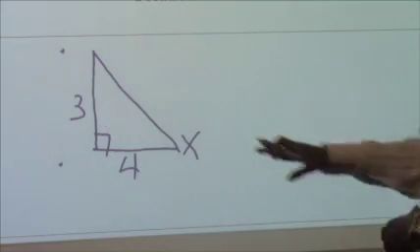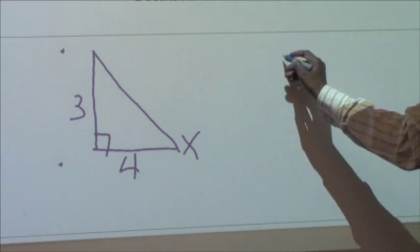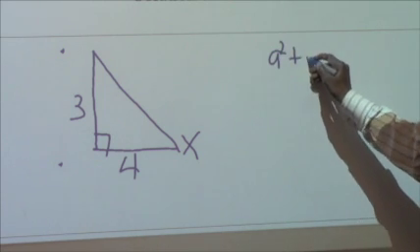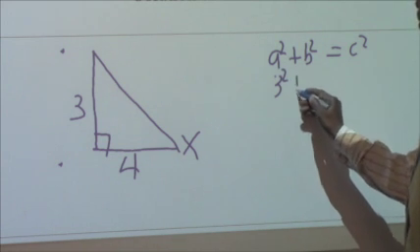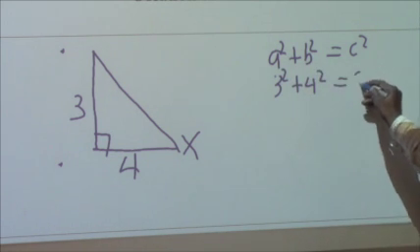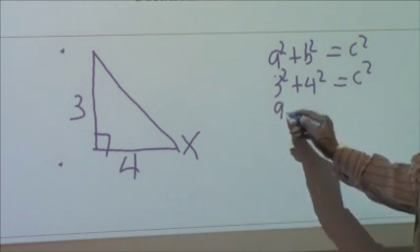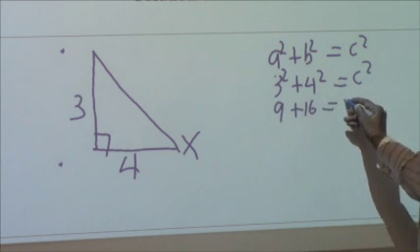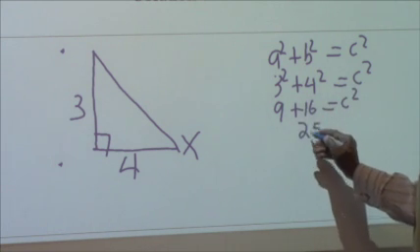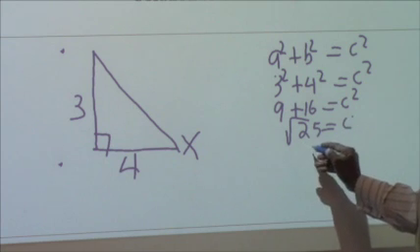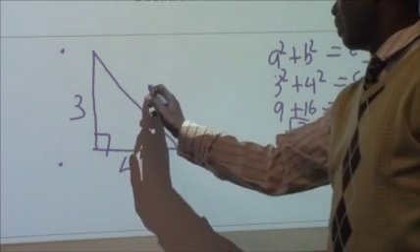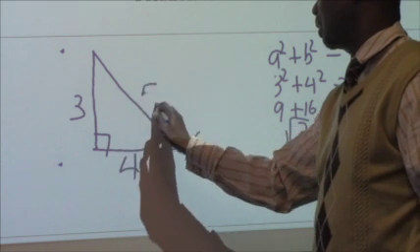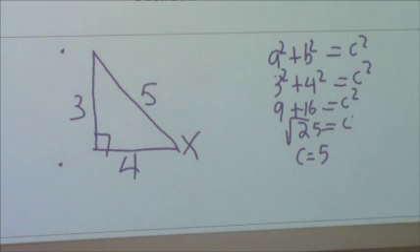So, 3 and 4 are the legs, so I can use the Pythagorean theorem: a squared plus b squared equals c squared. So I have 3 squared plus 4 squared. And this is a popular one. So 3 times 3 is 9, 4 times 4 is 16. That's going to give me 25, and I'll take the square root of 25 to get c, which will be equal to 5. So the hypotenuse here is 5. So then, let's do this.